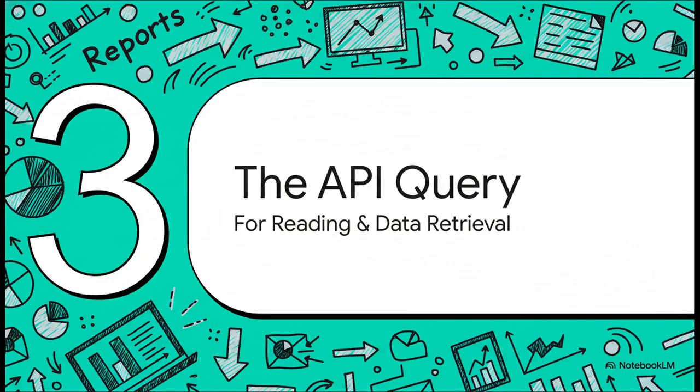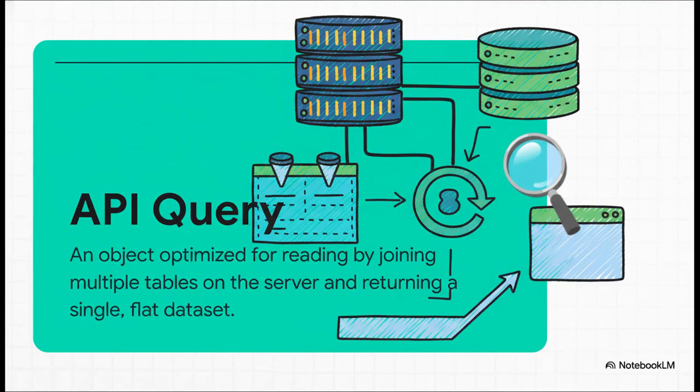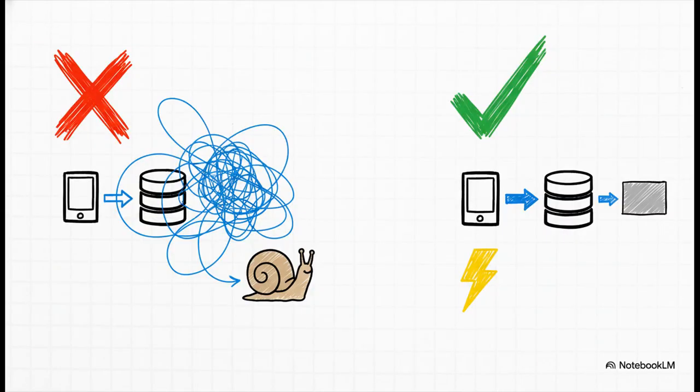Okay, on to path number 2. When your main goal is to read massive amounts of data as efficiently as possible, especially for reporting or analytics, the API query is, without a doubt, the best tool for the job. The key phrase to focus on here is "on the server." All the heavy lifting, joining tables, filtering data, even doing calculations, happens at the database level, way before it ever touches the application layer. And that is the secret to its speed.